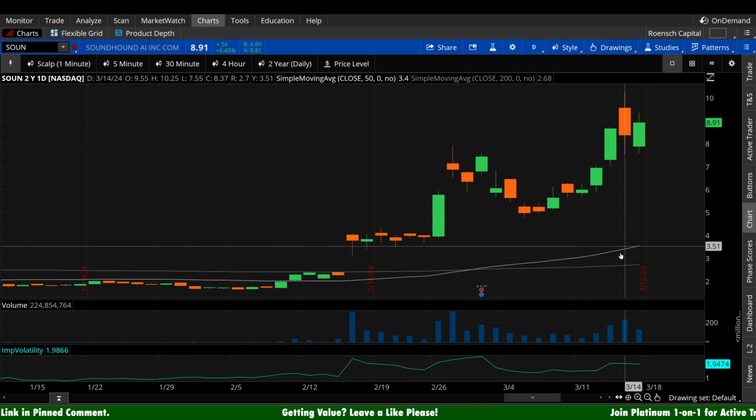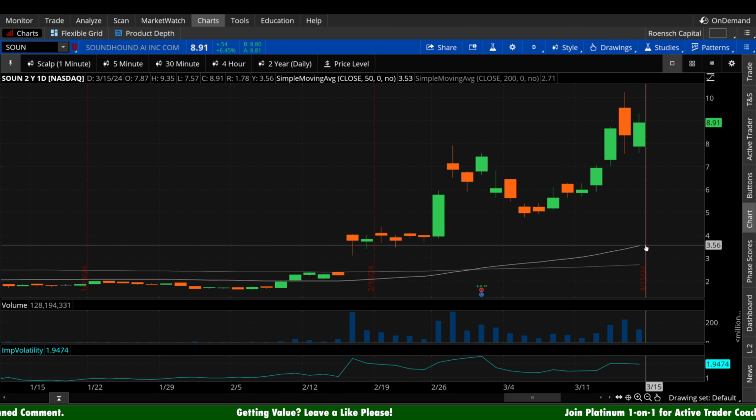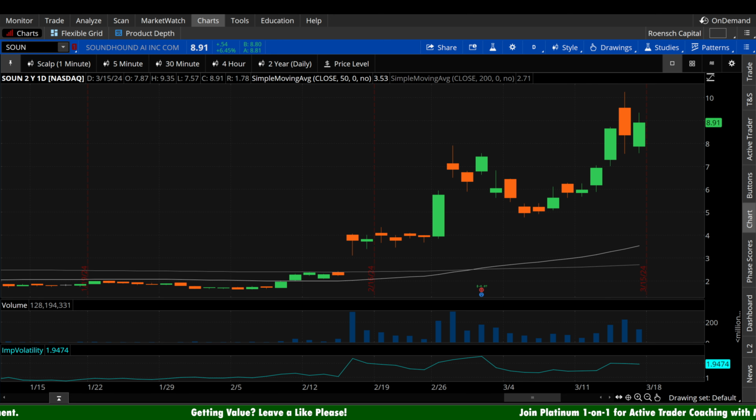These moving averages are completely irrelevant. I don't care about those. They're at 3.50 is the nearest one. That obvious story come Monday here on SoundHound stock is 9, right?